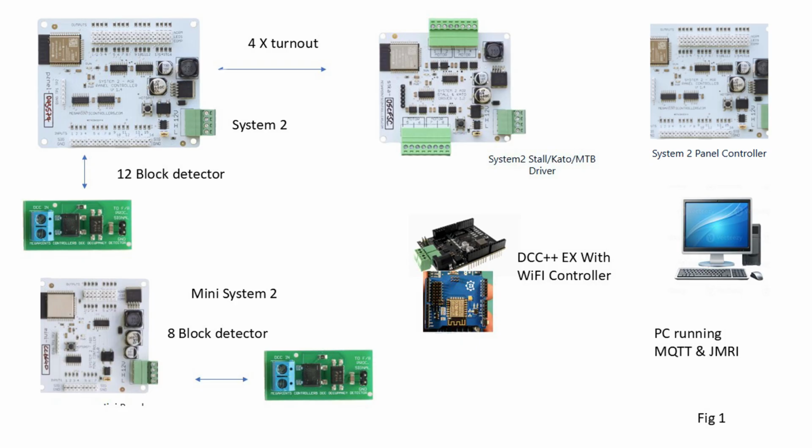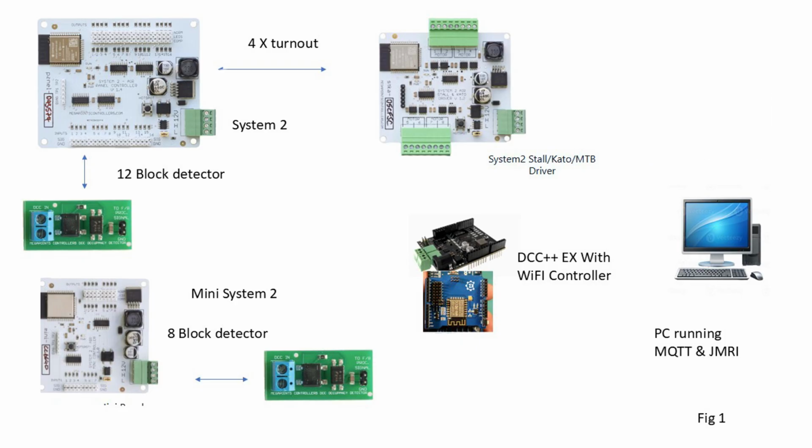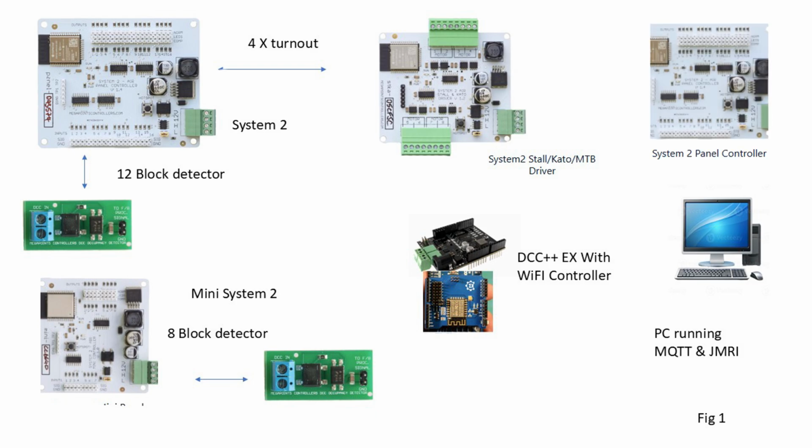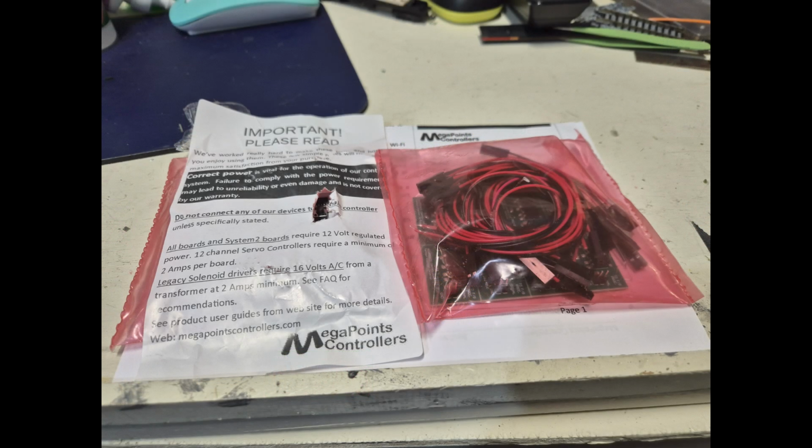Originally I only had one system panel and one mini panel, but I actually ran out of connections for block detectors. I had miscalculated. So that's when we added the second Mini Panel 2. This system will integrate with my JMRI.